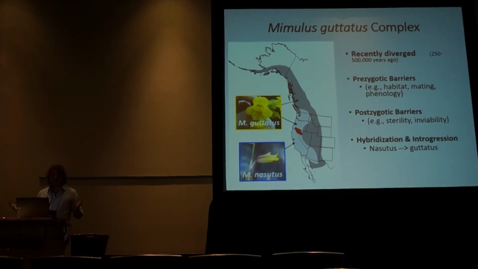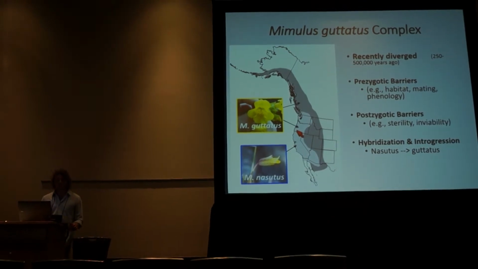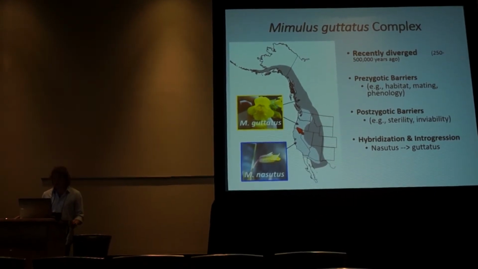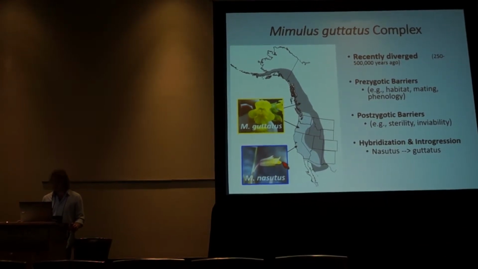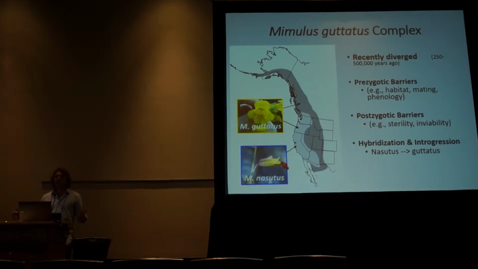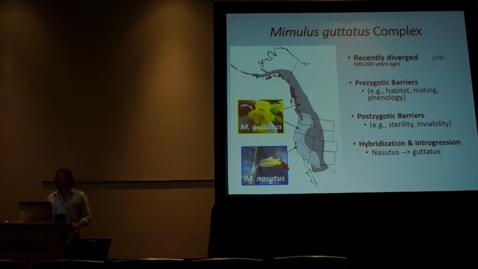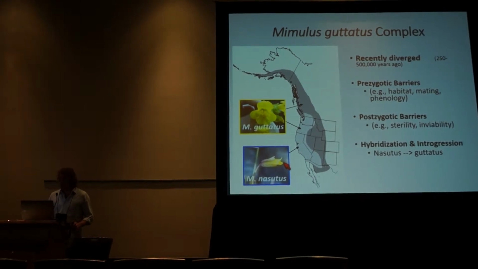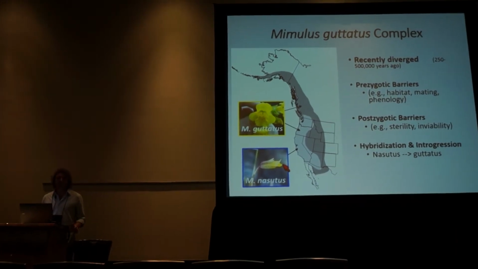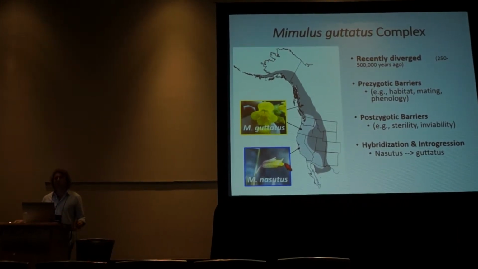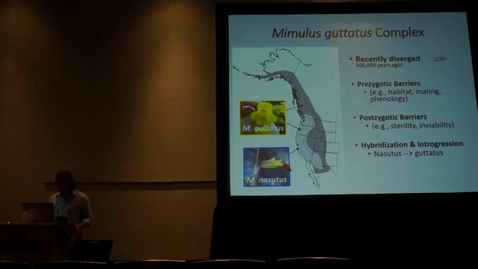And there are a number of different reproductive barriers within the system. So there are prezygotic barriers, they prefer different habitats, they have different mating systems, guttatus being a large outcrosser and this one being a selfer. They flower at different times, but there are also a number of postzygotic barriers such as hybrid sterility and hybrid inviability. And a lot of those barriers are polymorphic within at least Mimulus guttatus. So there's a lot of variation to select on within these systems.